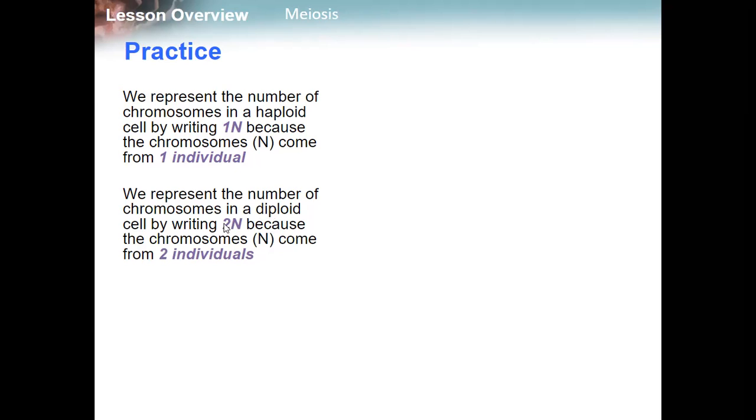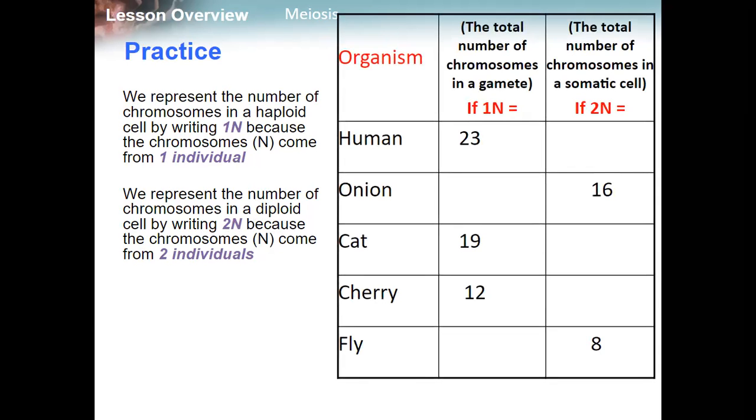So we'll represent the number of chromosomes in a diploid cell with 2N. N would be the number of chromosomes, but 2 would represent that those chromosomes are coming from two individuals, the mom and the dad. So let's take a look at these different organisms.